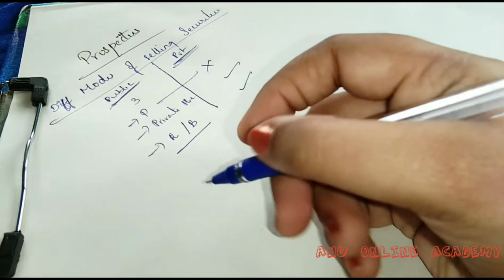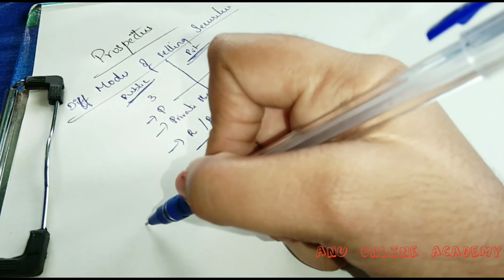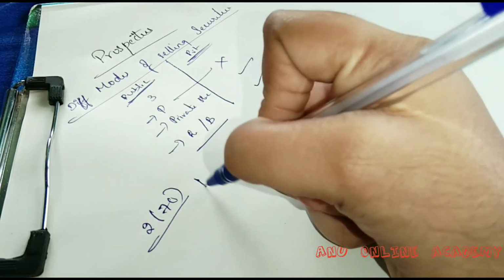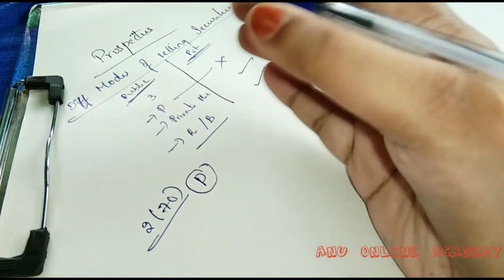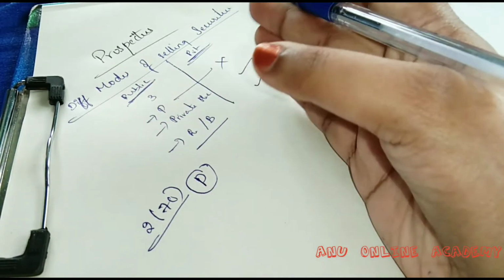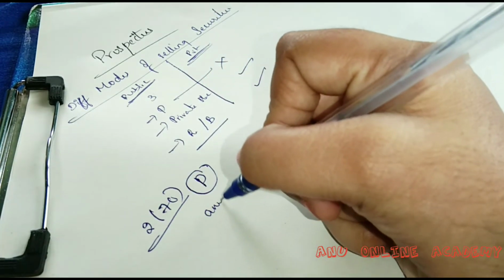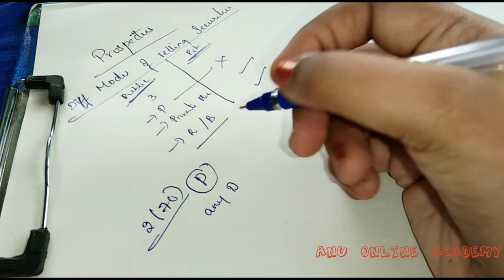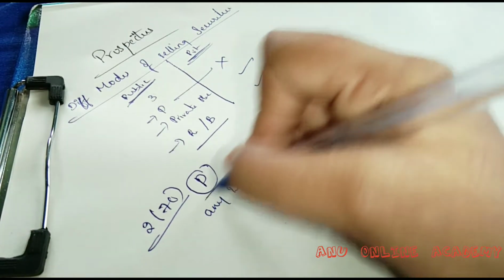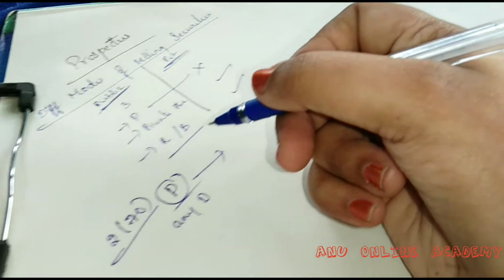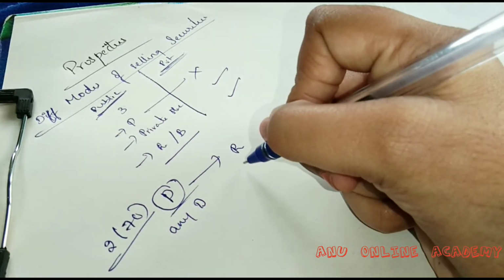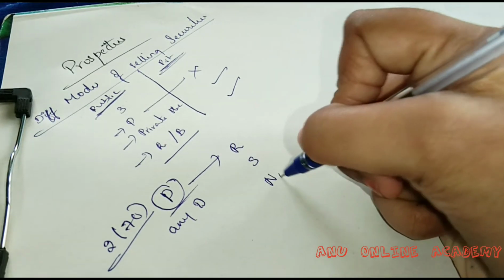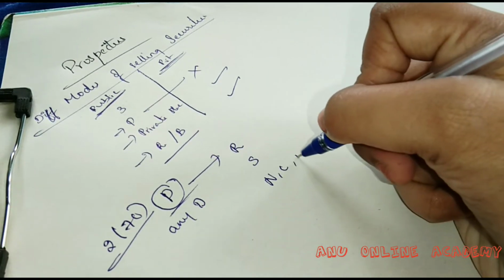And see the next one, prospectus and its features. As per Section 2 subsection 70, prospectus means any document described or issued as a prospectus. Prospectus includes red herring prospectus, shelf prospectus, and any notice, circular, advertisement, etc.